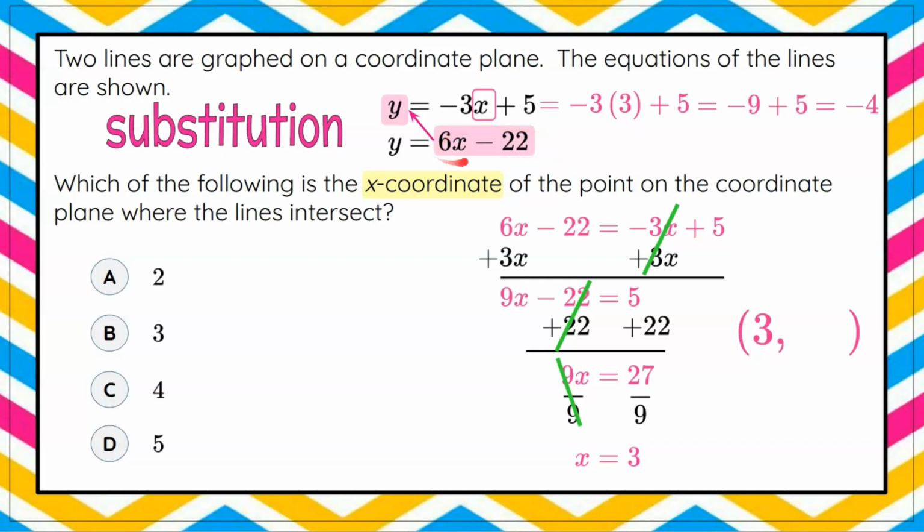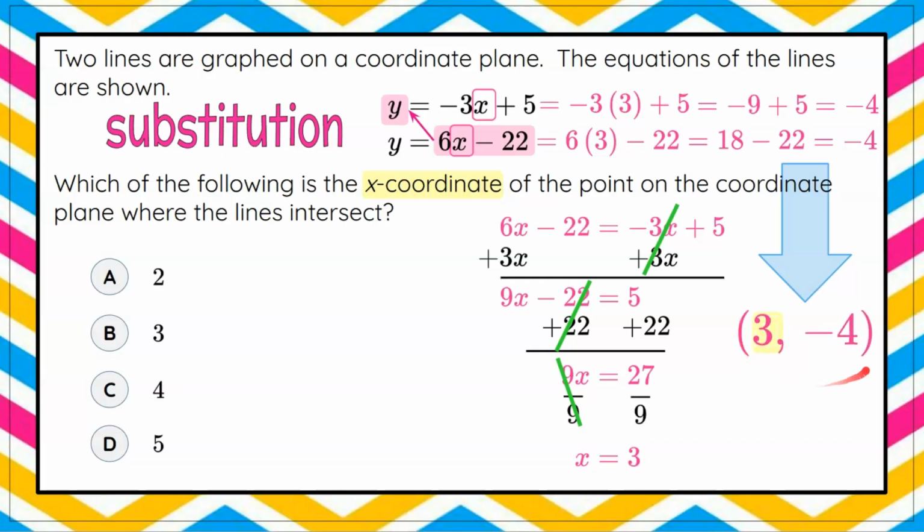So now we're going to do 6 times 3, subtract 22. 6 times 3 is 18, subtract the 22 is negative 4. It checks. So we know that the point of intersection is (3, negative 4), and the x-coordinate is 3. So our answer choice is B.